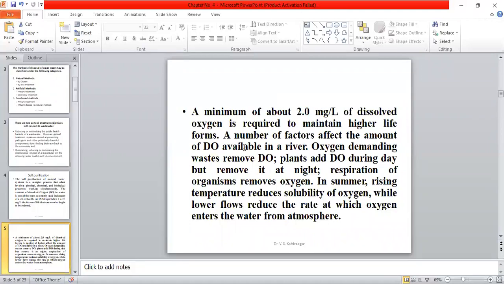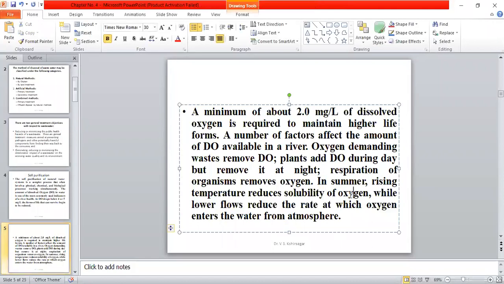It is required. A number of factors affect the amount of dissolved oxygen available in a river. Oxygen demanding waste removes dissolved oxygen. Plants add dissolved oxygen during the day but remove it at night. Respiration of organisms removes oxygen. In summer, a rising temperature reduces the solubility of oxygen, while lower flows reduce the rate at which oxygen enters the water from the atmosphere.